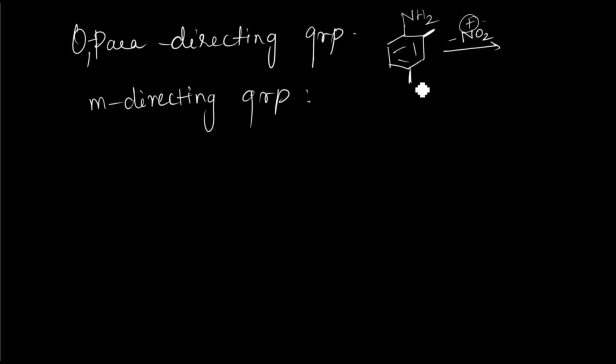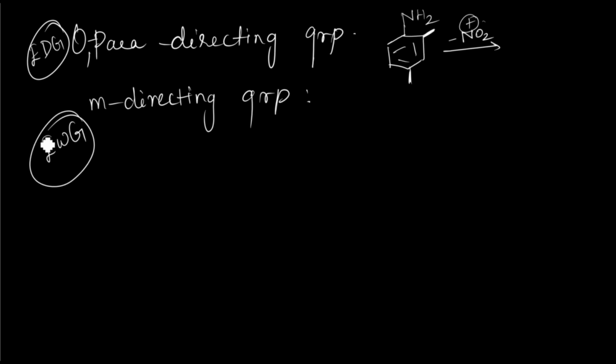Similarly, a meta-directing group will direct the incoming electrophile to the meta position. Usually, electron donating groups give you ortho-para direction, and electron withdrawing groups like nitro, cyano will direct the incoming group to the meta position. So these two are very important in electrophilic substitution.